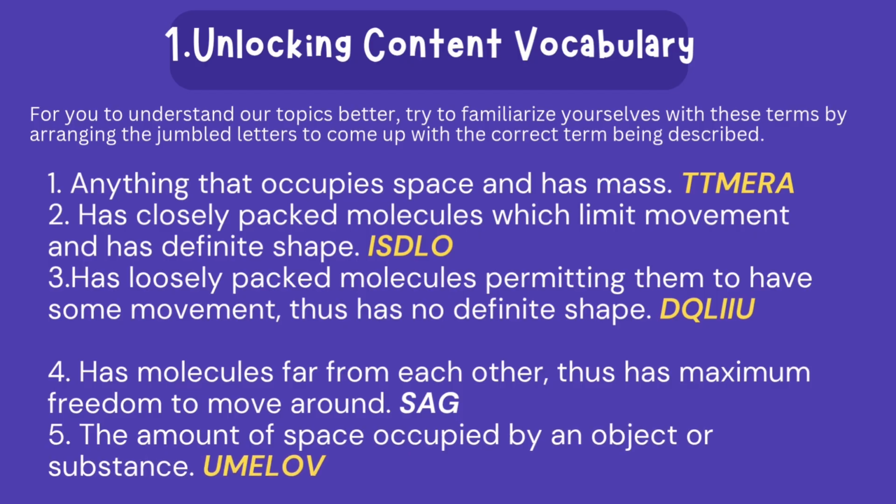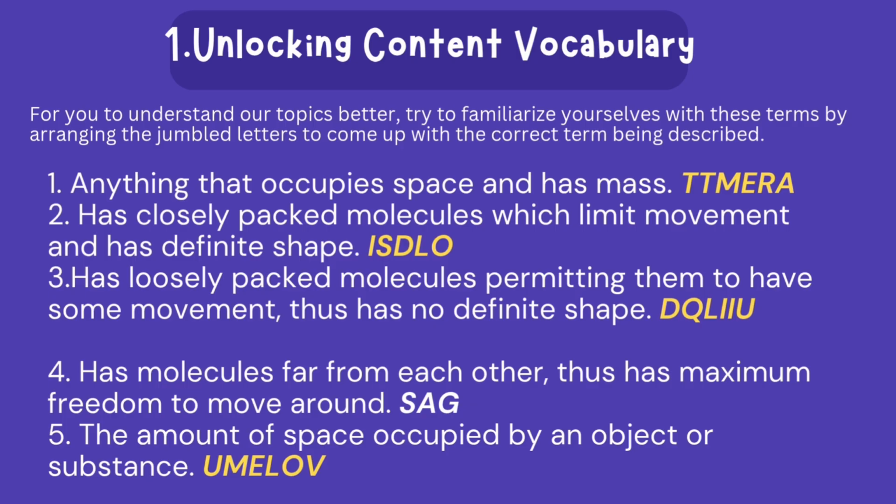Number one, anything that occupies space and has mass or has weight. We call that matter. Number two, has closely packed molecules which limit movement and has definite shape. Of course we call that solid, or solids. Number three, has loosely packed molecules permitting them to have some movement, thus has no definite shape. We call that liquid.